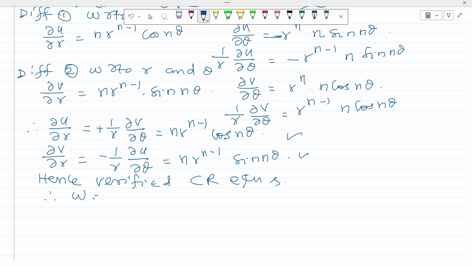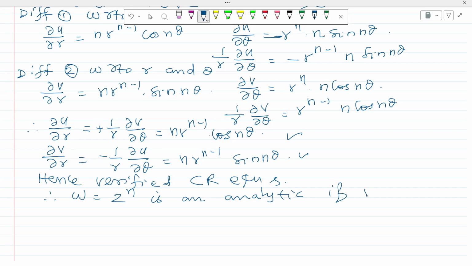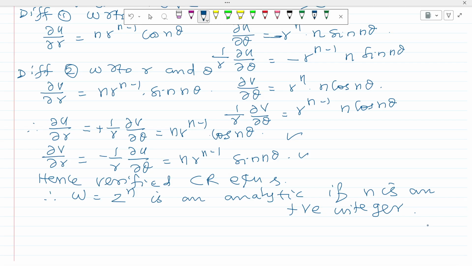Therefore W equal to Z power n is an analytic function if n is a positive integer. Okay, that condition is there. If n is a positive integer, then W equal to Z power n is an analytic function. So only one more problem is there. Last one.